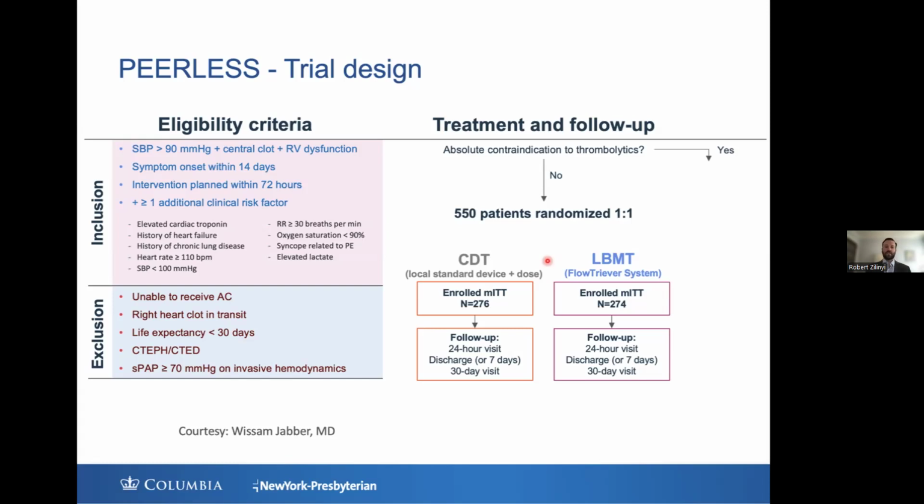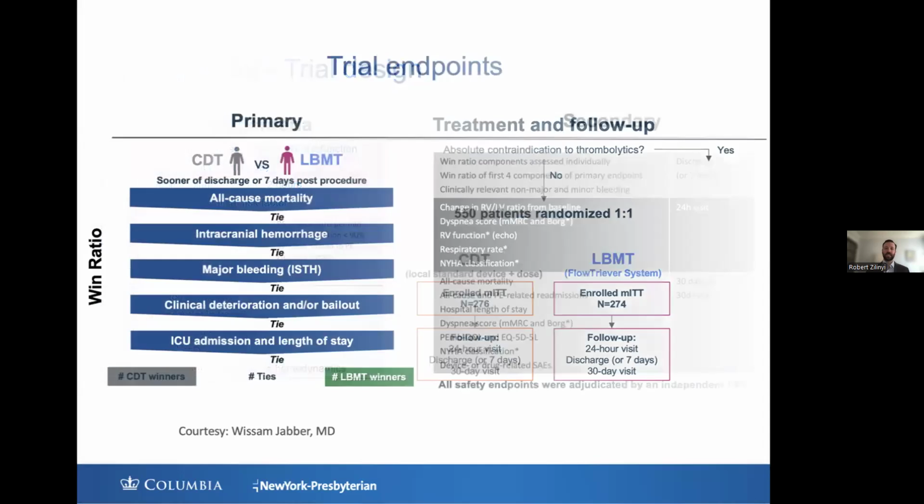And the first randomized trial published in the space in the fall of 2024 was PEERLESS. And this was a trial looking at patients with intermediate risk PE and comparing large bore mechanical thrombectomy to catheter-directed thrombolysis. 550 patients were randomized in a one-to-one fashion to either CDT, which could be ultrasound facilitated or not, or large bore mechanical thrombectomy with the Inari FlowTriever system. Follow-up was at 24 hours, 7 days, and 30 days.